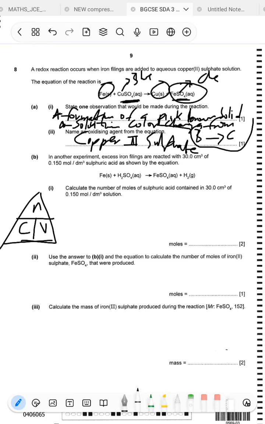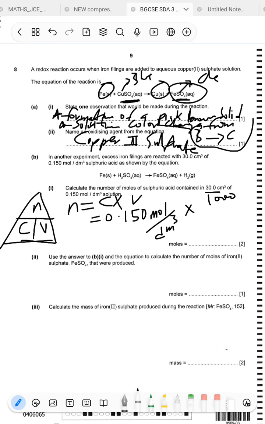So what are we looking for? We are looking for moles. Therefore, n is equal to concentration times volume, which is 0.150 mole per cubic decimeter times, remember, we're going to divide this by 1,000 to change it to cubic decimeter. I'm just going to do it once in the equation here.